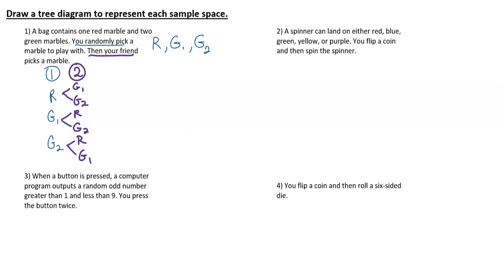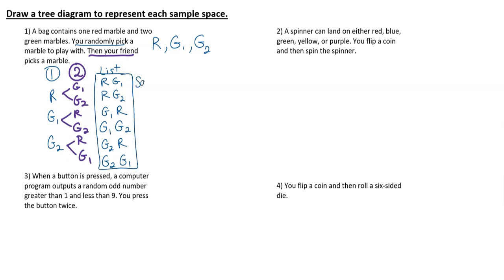Now when we look at this, we see all the possible outcomes, and oftentimes we make a list of all of these possible outcomes. We have red for you, followed by green 1 for your friend, red for you, green 2 for your friend, green 1 for you, followed by red for your friend, green 1 for you, green 2 for your friend, or green 2 for you and red for your friend, or green 2 for you and green 1 for your friend. This list of outcomes right here, this is what we call the sample space.